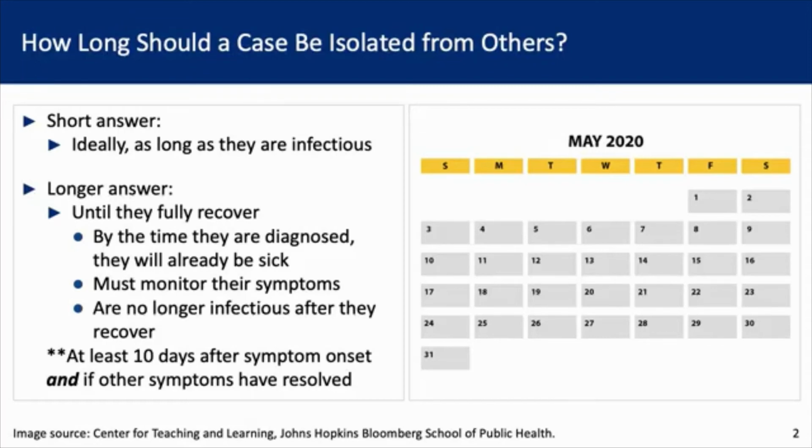They'll have to monitor their symptoms each day to help you determine if they're still infectious and if they've recovered. And remember, they'll need to isolate themselves at least 10 days after symptom onset, and they'll have to know that their other symptoms are improving and they haven't had fever for 3 days.